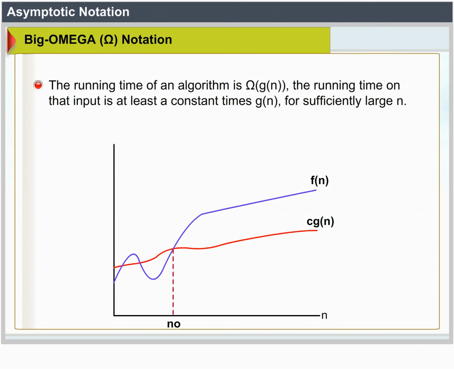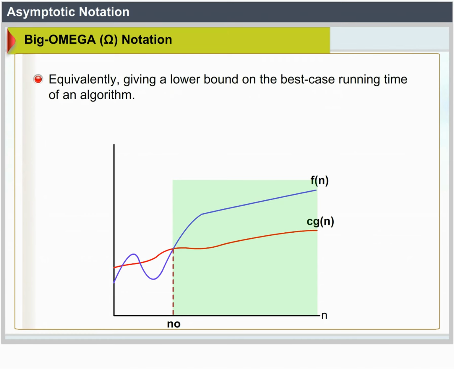If the running time of an algorithm is Ω(g(n)), then the running time on that input is at least a constant times g(n) for sufficiently large n. Equivalently, this gives a lower bound on the best case running time of an algorithm.